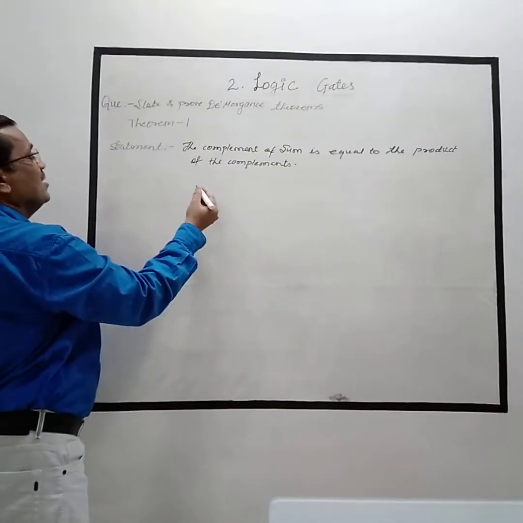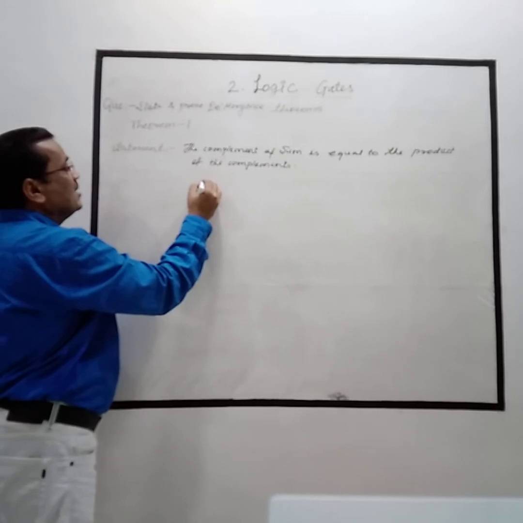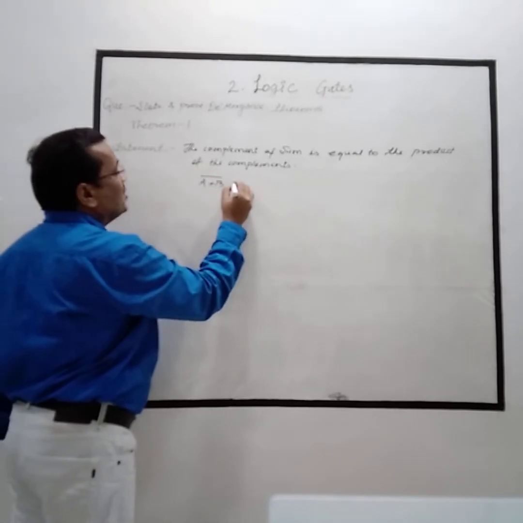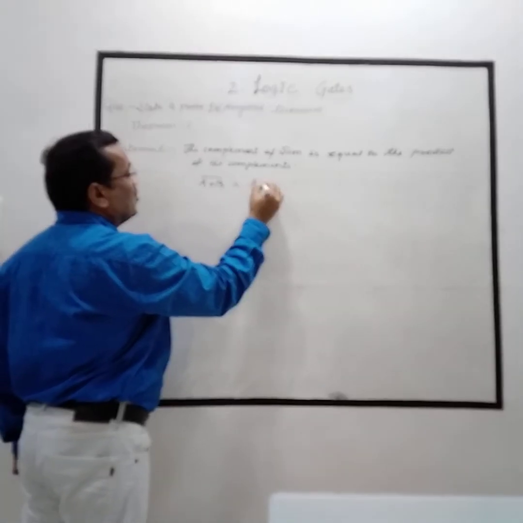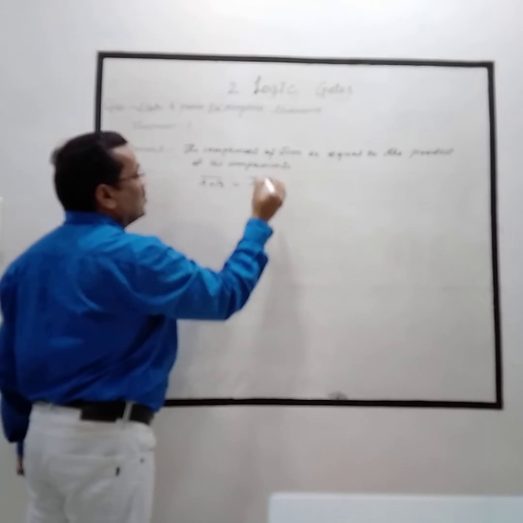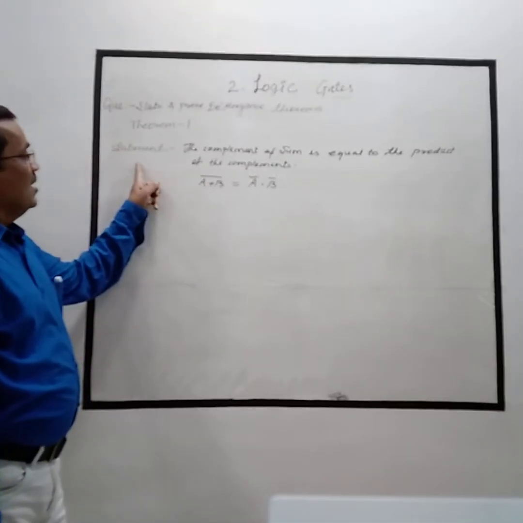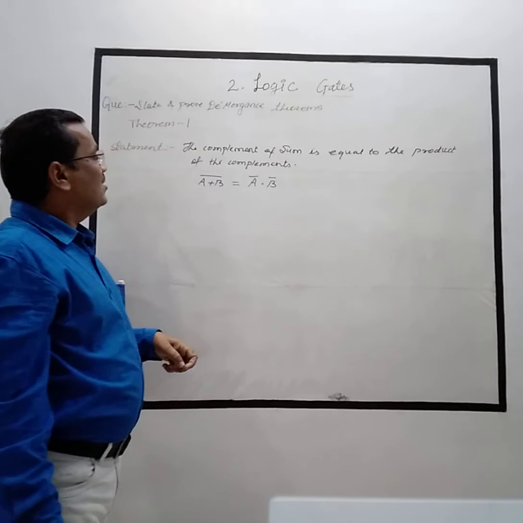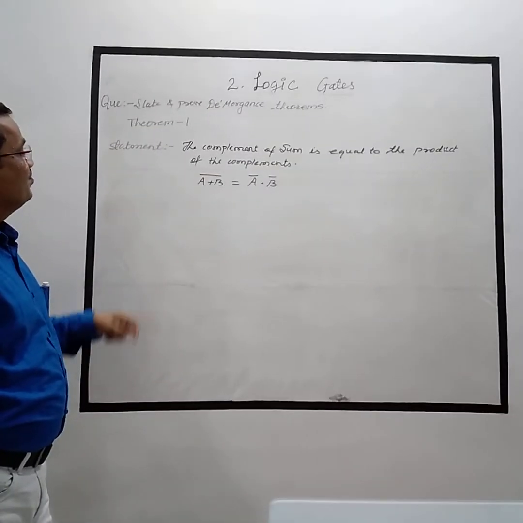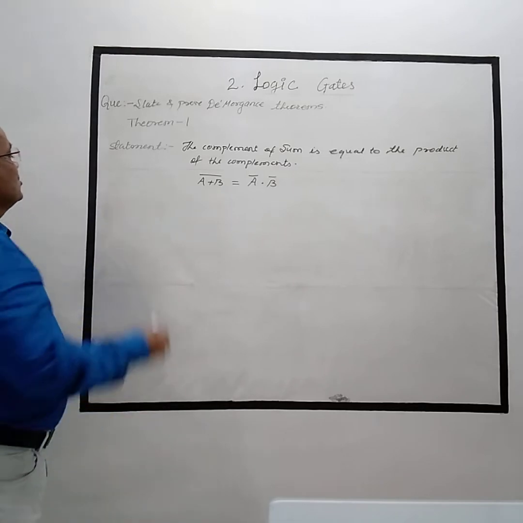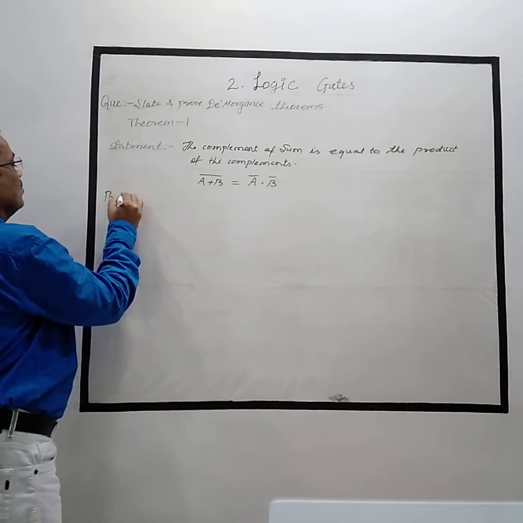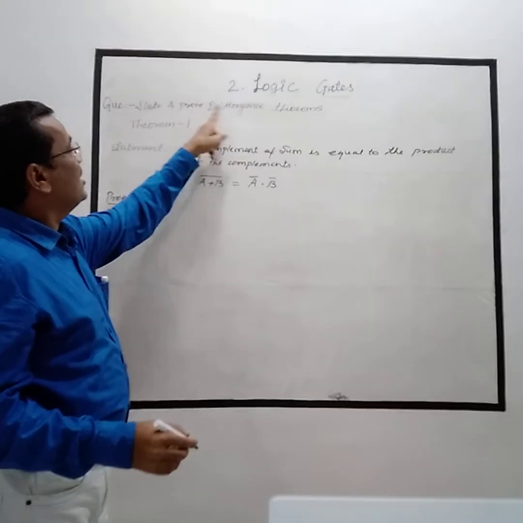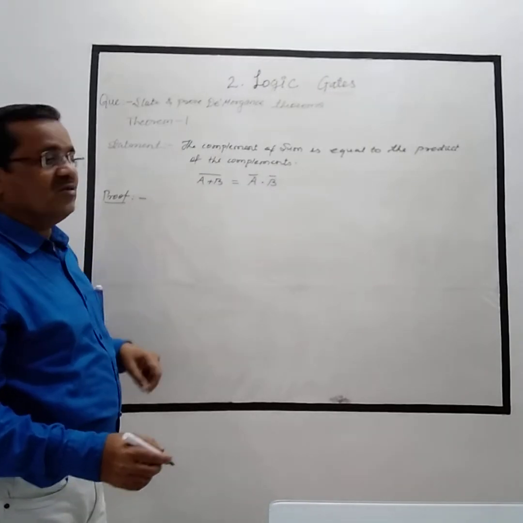The statement can be written in the mathematical form as (A plus B) complement of sum is equal to the product of the complements. This is the statement. It has 1 mark in the answer. To prove this theorem, this is the statement, state and prove, and we have to prove the theorem.